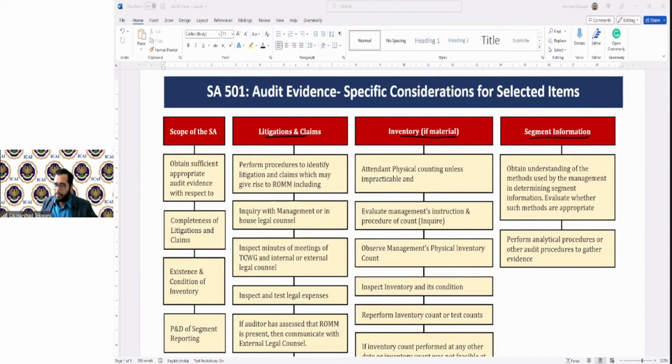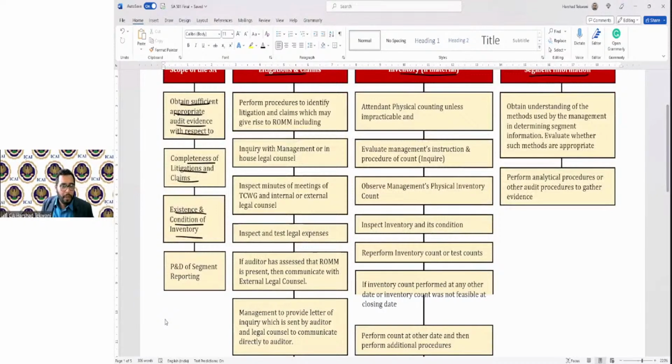Now, as I said, each SA has an objective. The objective of the auditor is to obtain sufficient appropriate audit evidence with respect to completeness of litigation and claims, very important; existence and condition of inventory, like how the inventory exists and how complete it is; and presentation and disclosure of segment reporting.